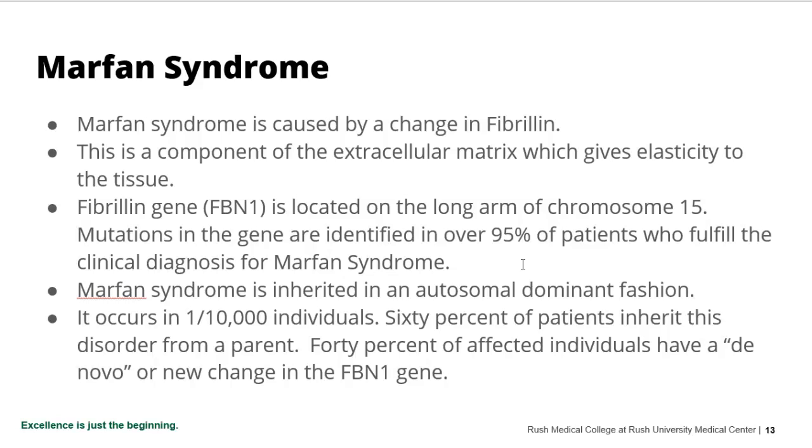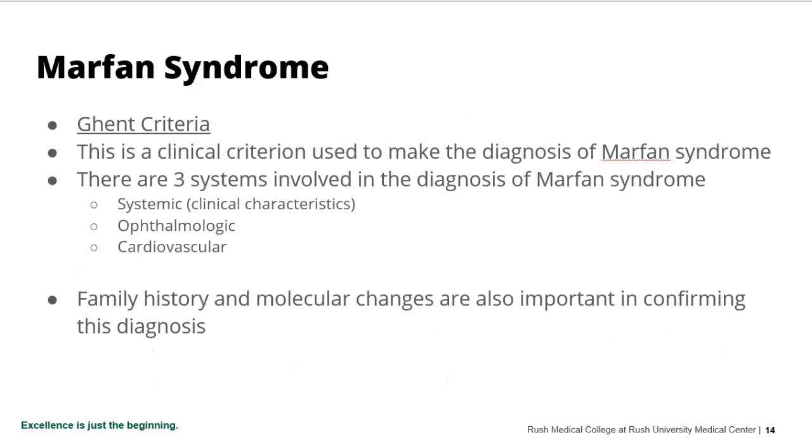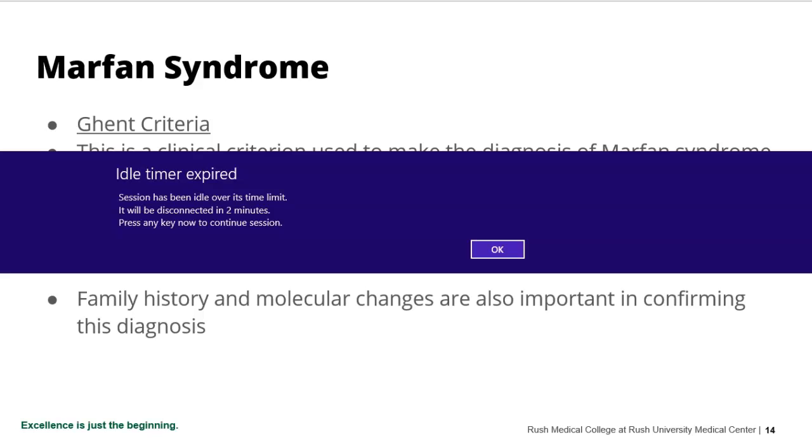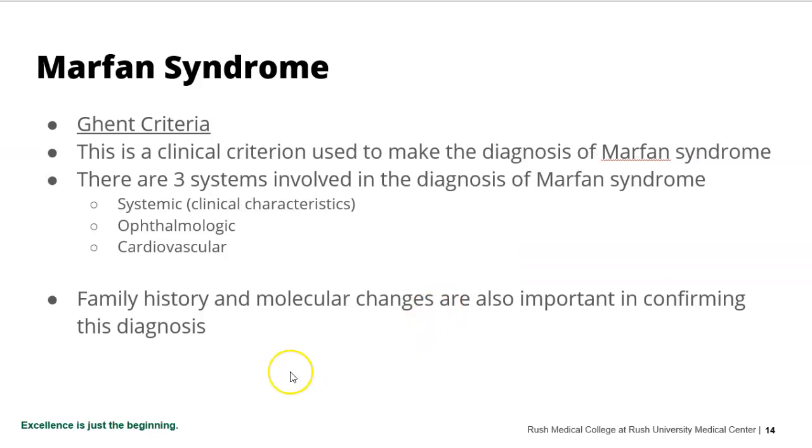Marfan syndrome is inherited in autosomal dominant fashion. It occurs in about 1 in 10,000 individuals, but 60% were inherited from a parent, whereas 40% it was a new mutation in the egg or sperm that made that individual. So when making the diagnosis of Marfan syndrome, we use something called the Ghent criteria, and this is a clinical criteria used to make this diagnosis.